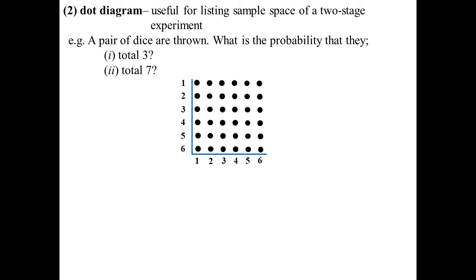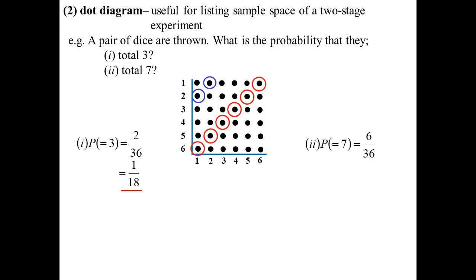So we want total 3. Those two would total 3. So 2 out of 36, 1 in 18. Total 7, which of course is the most common outcome. And we get 6 out of 36, 1 in 6.